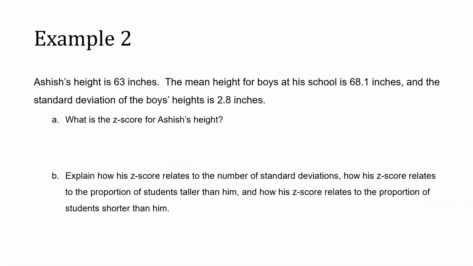Example 2. Ashish's height is 63 inches. The mean height for boys at his school is 68.1 inches, and the standard deviation of the boys' height is 2.8 inches. What is the z-score for Ashish's height? Ashish's height is our sample mean. Because there's only one number, we know that n is equal to 1. 68.1 inches is the population mean, and the standard deviation for the boys' height is our population standard deviation.